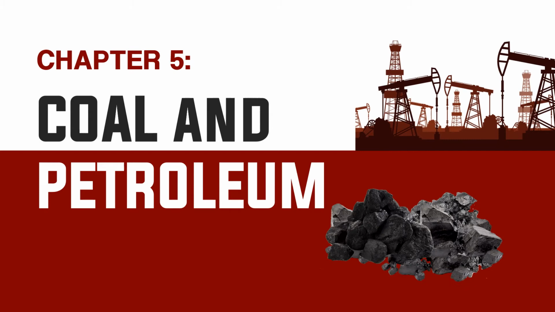Chapter 5, Coal and Petroleum. We know that coal and petroleum are natural resources and they are exhaustible also, because the amount of these resources in nature is limited. They can be exhausted by human activities. Natural gas is also one of the exhaustible natural resources. So today we are going to learn more about natural gas.